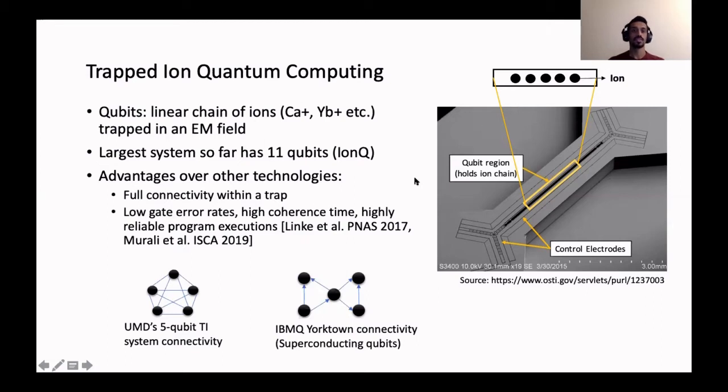Trapped ion systems have several advantages over other competing technologies like superconducting qubits. I won't have time to go into all of the differences, but one of the key advantages is that trapped ion systems have full connectivity. What this means is that we can run gates between any pair of ions, as long as they're in the same trap. In contrast, if you look at superconducting systems like IBM systems, the connectivity topology is quite restricted. For example, they tend to have very planar connectivity graphs.